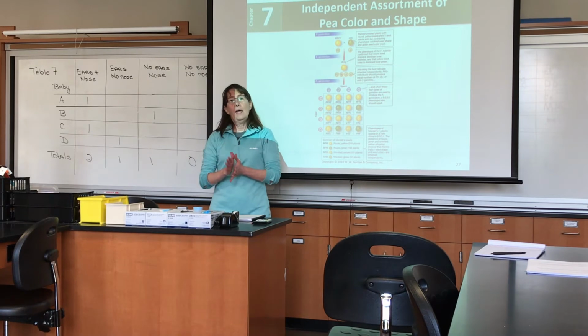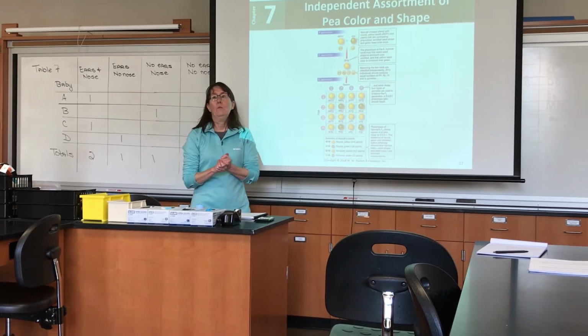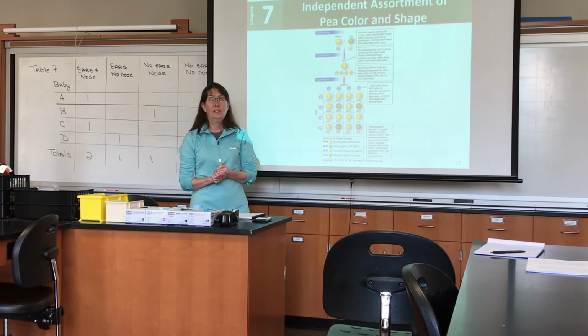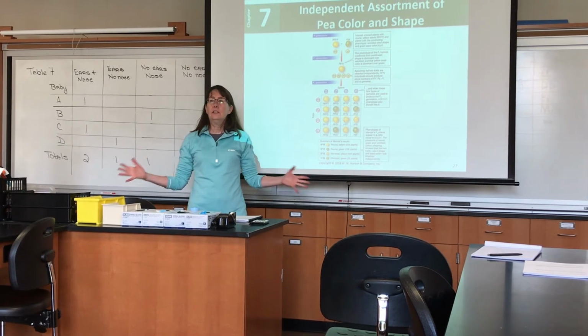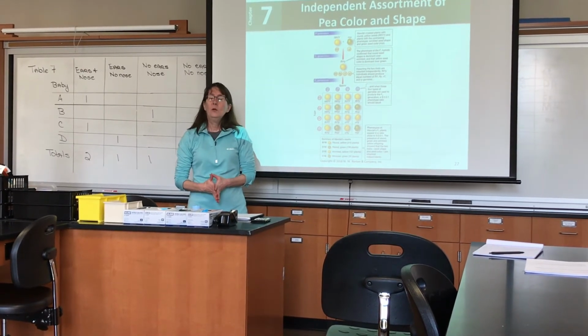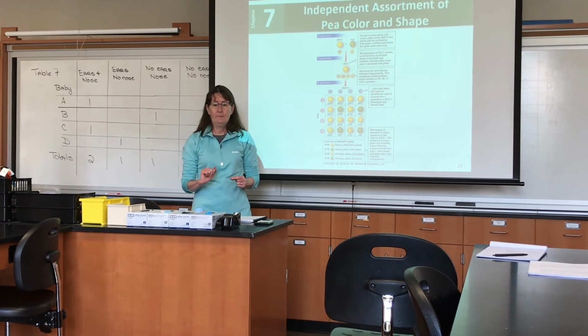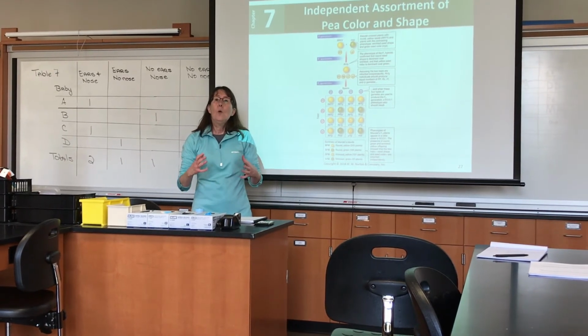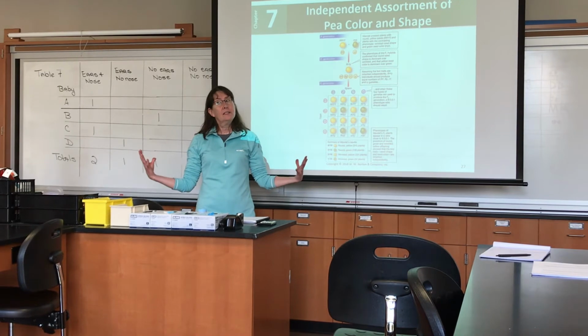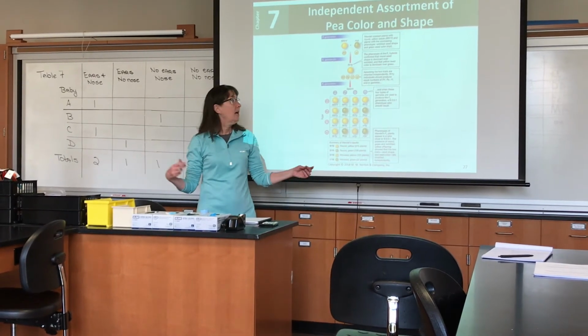To understand Mendel's patterns of inheritance and what we're going to be looking for in Table 7, we have to get a little bit more complicated. We're now going to look at 2 characteristics at the same time. And we're going to see what characteristics those offspring could have.